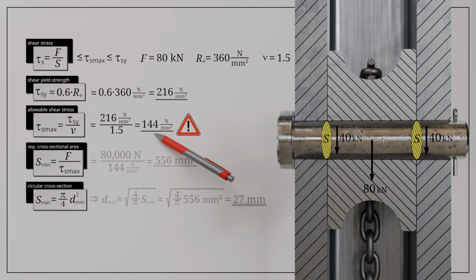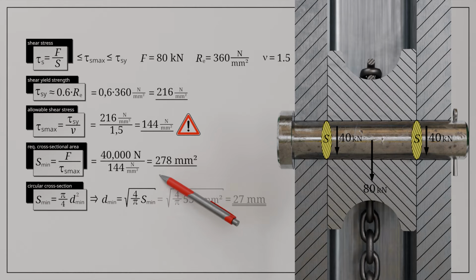The shear yield strength and the maximum allowable shear stress, being purely material-dependent properties, remain unchanged. Instead of the previously acting shear force of 80 kilonewtons, we now use a shear force of only 40 kilonewtons per cross-section. Accordingly, only half the cross-sectional area is required, amounting to approximately 278 square millimeters. Using the rearranged formula for a circular cross-sectional area, we obtain a minimum required bolt diameter of only 19 millimeters after rounding up for the double-shear configuration.